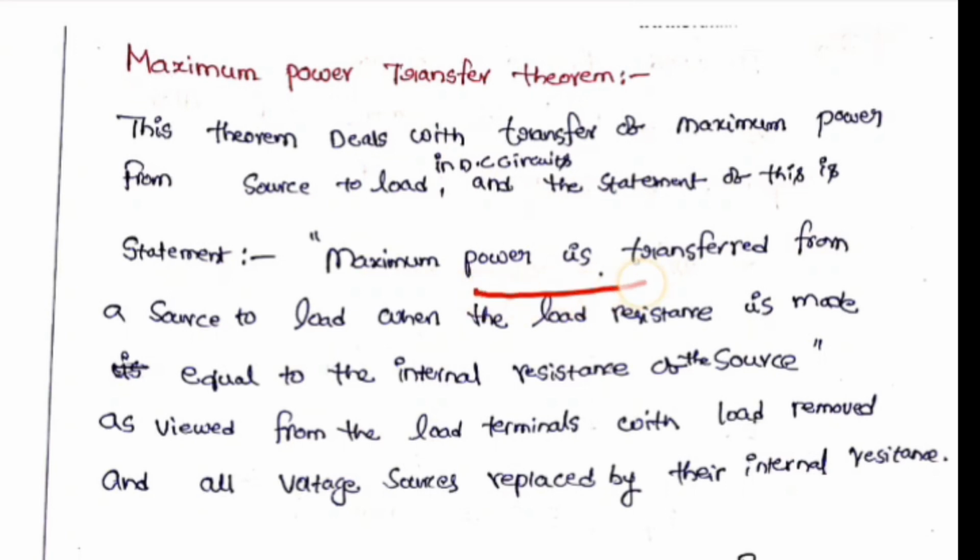The statement of the maximum power transfer theorem is: the maximum power is transferred from source to load when the load resistance is equal to the internal resistance of the source. The simple statement is, maximum power is transferred from source to load when load resistance is equal to internal resistance of source. Consider a circuit in a box.